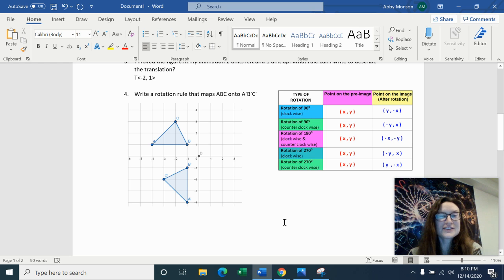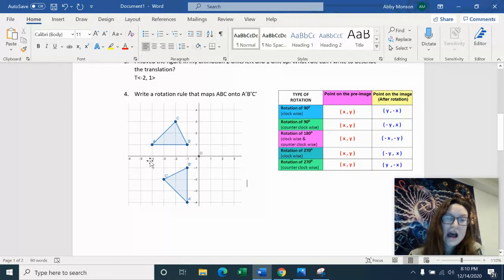Hi scholars, in this tutorial I'm going to show you how to write a rotation rule with proper notation, specifically for your task. So when we're looking at a rotation, we're looking at the pre-image and then the image. Let's remember the pre-image is what you start with, the image is what you have after the transformation, and the type of transformation we're going to do is a rotation. So write a rotation rule that maps ABC onto A prime, B prime, C prime.